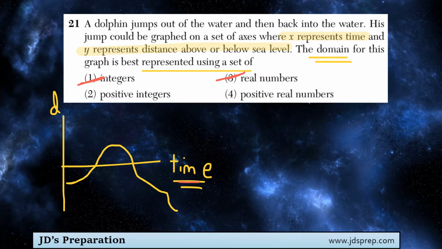Well, because we are dealing with time, time doesn't only work in integers, right? We're not just talking about 1 second, 2 seconds, 3 seconds. There's also 1.2 seconds, 1.3 seconds. There's an infinite number of numbers between 1 and 2, right? So positive real numbers is the best way to represent our time, or our domain.